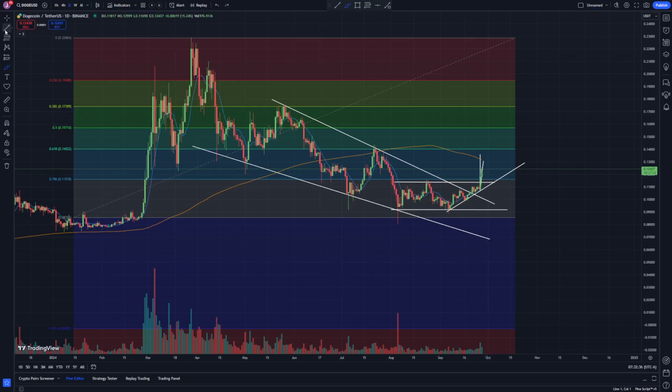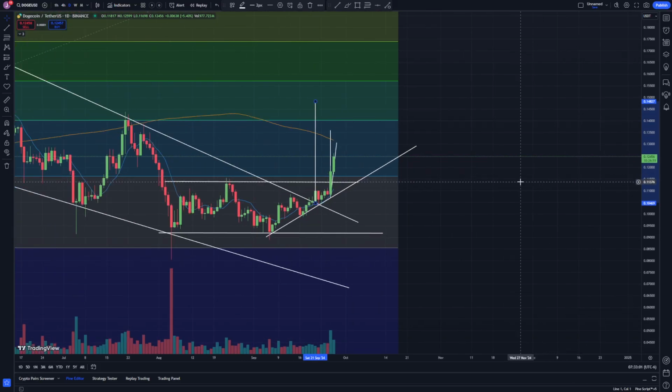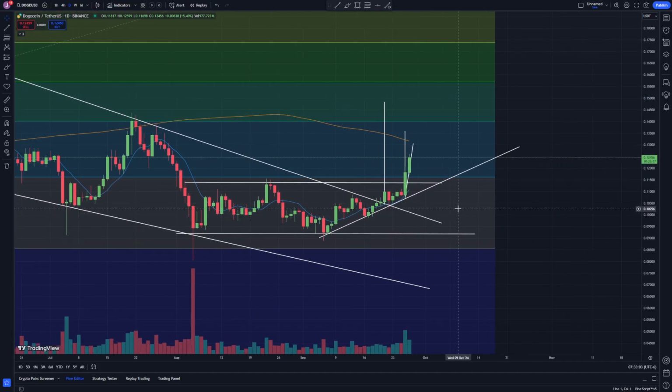What I was thinking is we could potentially be dragging from the bottom to the top of this pattern, and then we could drag this to the breakout, which could give us another target potentially. Let's check this out. If we drag from there to there, that takes us to about 0.14827.